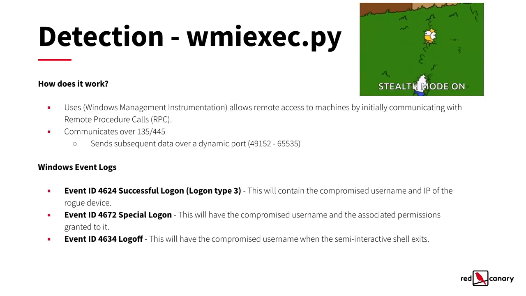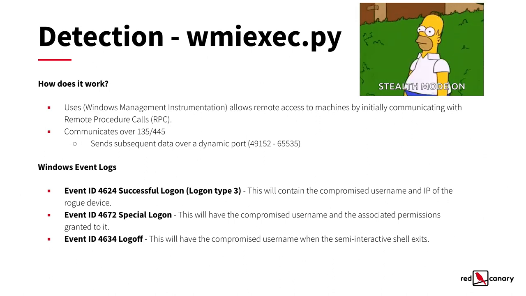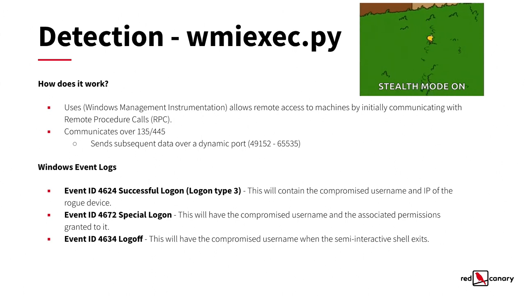And then next, we move on to WMI exec. So it's the same as SMB, but it's actually stealthier. It doesn't create a service at all. It uses Windows Management Instrumentation, which basically allows remote access to Windows endpoints. A lot of system administrators or network admins use it to manage endpoints within their environment. It communicates over 135 and 445 for that initial shell connection, and then subsequent data is sent over a dynamic port through that port range. So for Windows event logs, we have three, just like the previous two scripts, except we don't get a service creation here. So no 7045 being created.